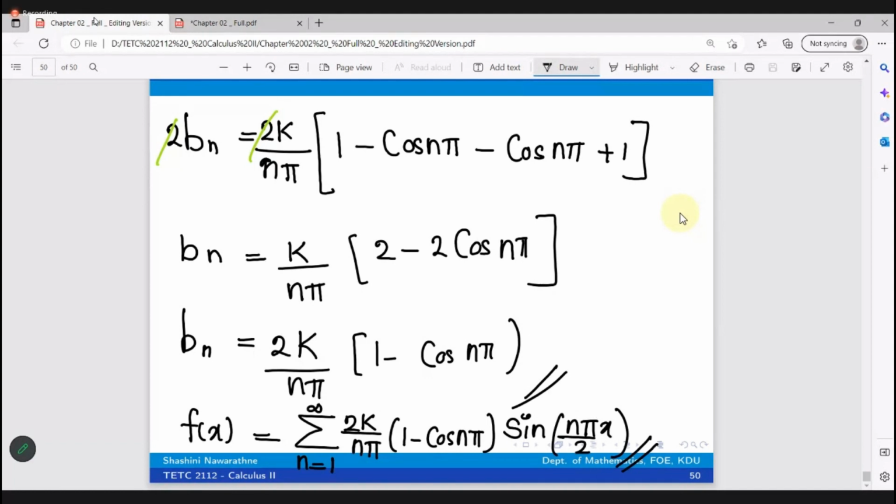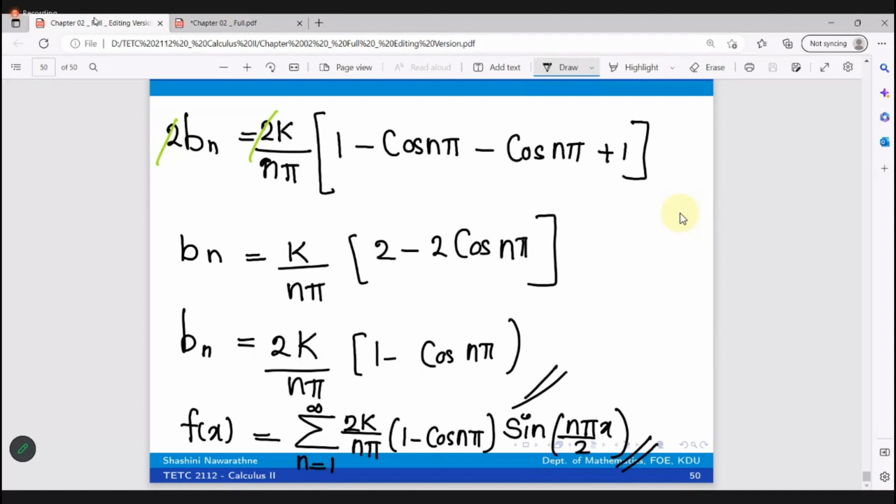2 over n squared phi squared times 1 minus cos n phi. Cos n phi on the other side. Look, in integration by parts a minus sign has changed. Okay? So be prepared with this type of problem in your examination.